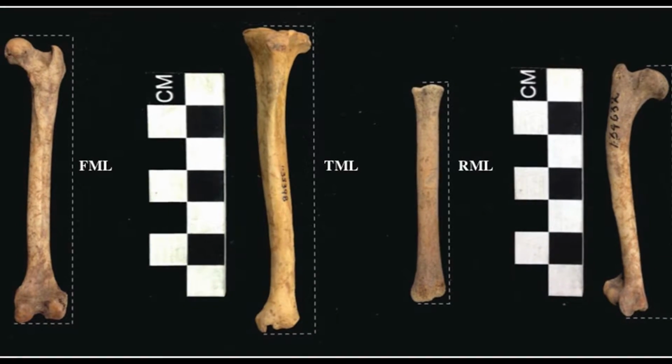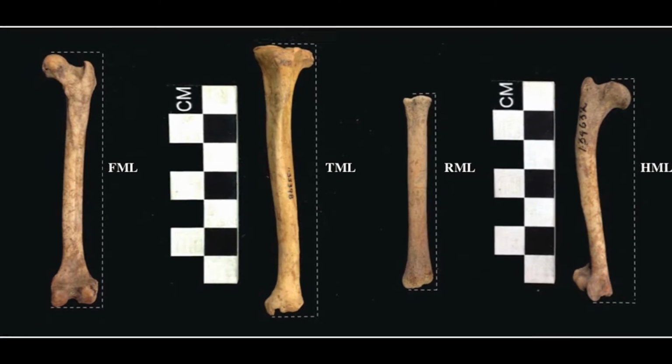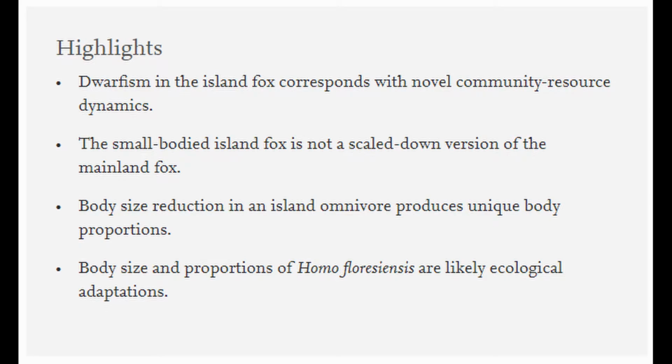So without further ado, let's have a read through the highlights and the abstract. So with the highlights, we've got dwarfism in the island fox corresponds with novel community resource dynamics. The small-bodied island fox is not a scaled-down version of the mainland fox. Body size reduction in an island omnivore produces unique body proportions, and body size and proportions of Homo floresiensis are likely ecological adaptations.